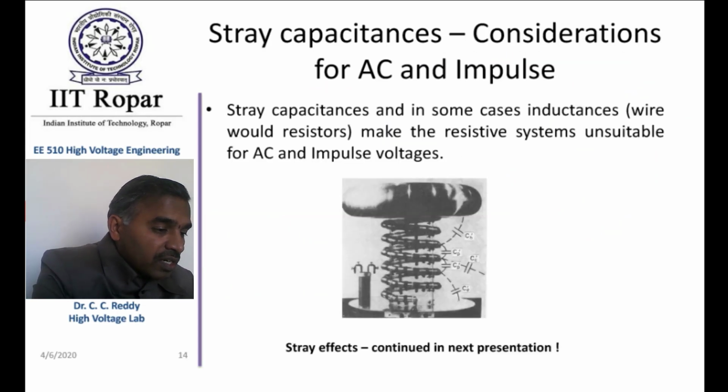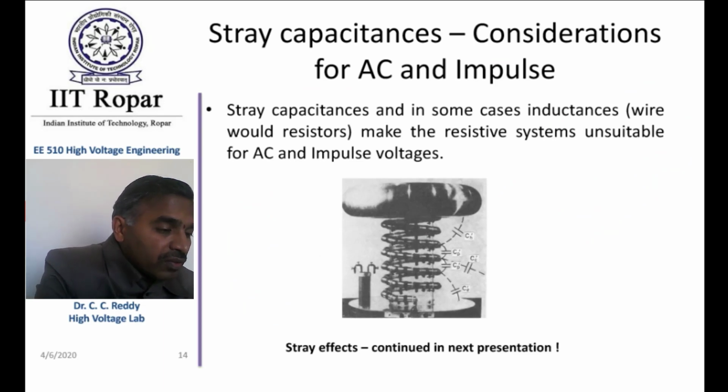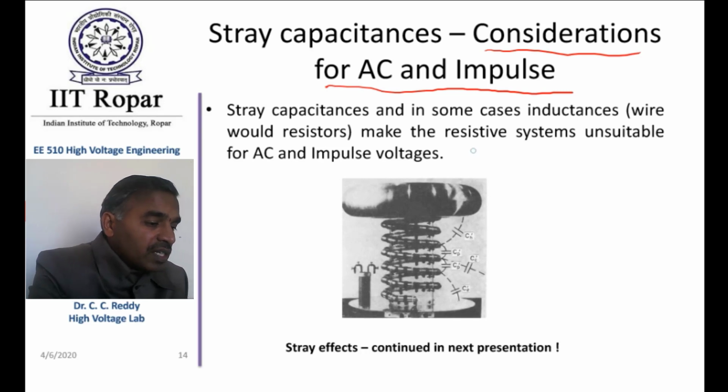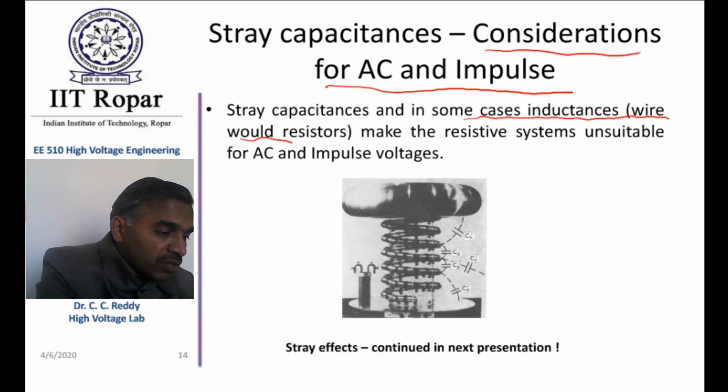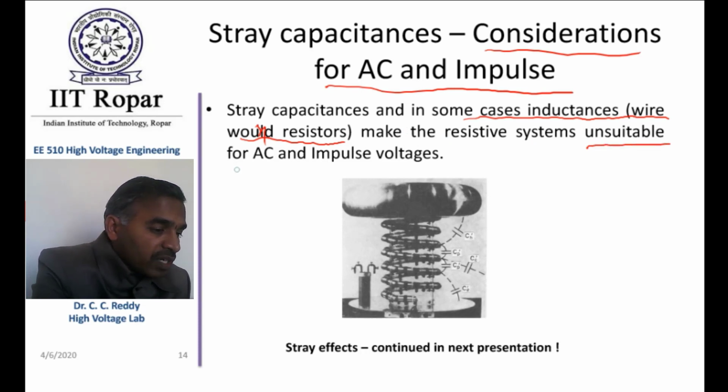This is taken care of by some adjustment. I will come back to that after some time. Let us first see stray capacitance considerations for AC and impulse. This is also problematic. For AC and impulse, stray capacitance, and in some cases such as wire wound resistors, make the resistive systems unsuitable for AC and impulse voltages because the frequency dependent characteristics will come into picture.